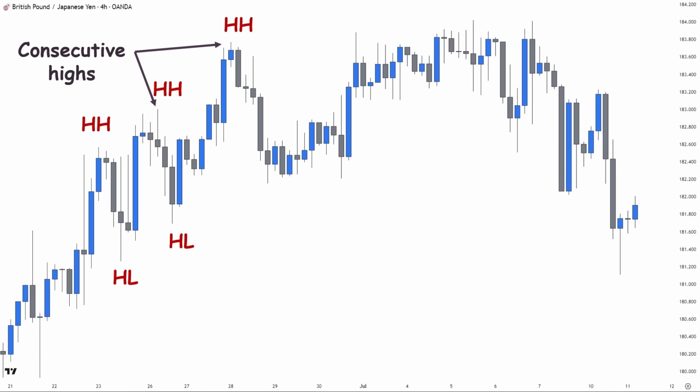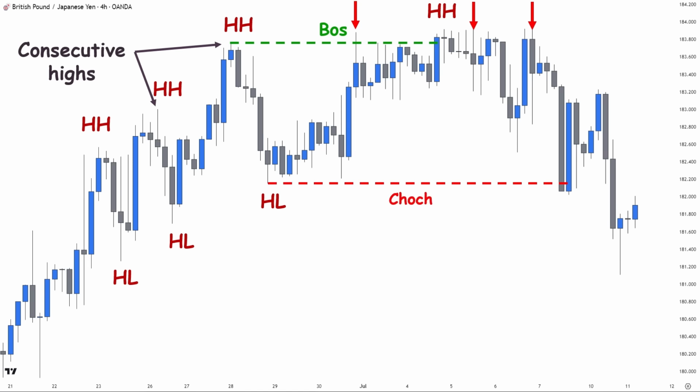Here we can see that the market broke structure and created a new high. But the market barely pushed the price upwards, and look at all our rejections, which shows a significant momentum loss. Then we have a break and close below the latest swing low, which makes it a valid change of character.